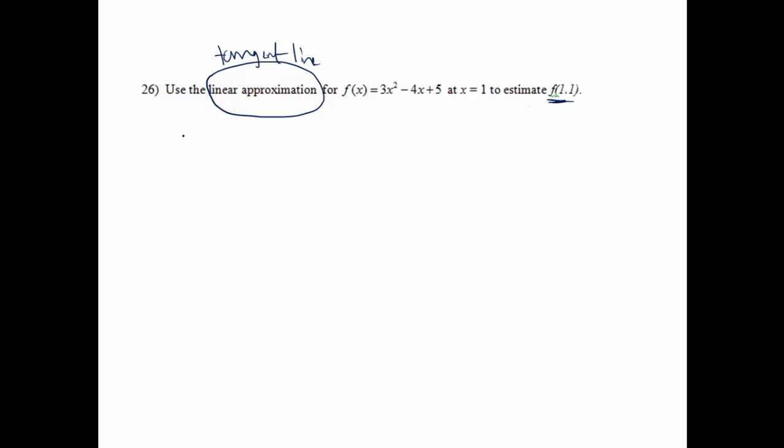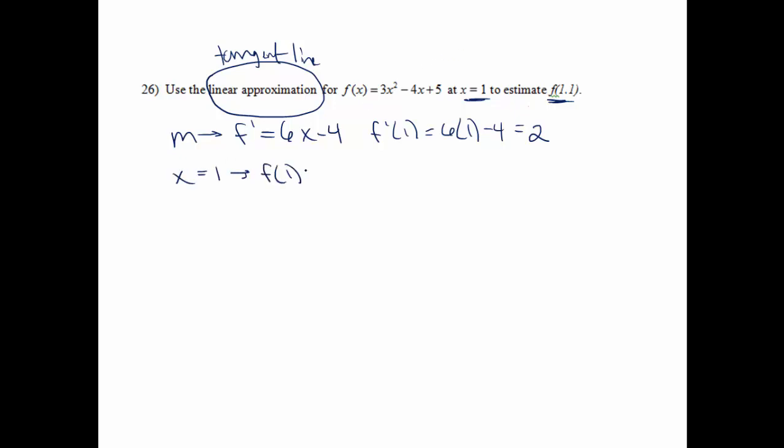First of all, if I want the slope, I need f prime, and f prime is 6x minus 4. I'm approximating at x equals 1, so f prime at 1 is equal to 6 times 1 minus 4, which is equal to 2. So that is my slope. And then for my y value, we know that x is 1, so we're going to find f of 1. If I plug 1 into the original function, we end up getting 4. So that means y is equal to 4.